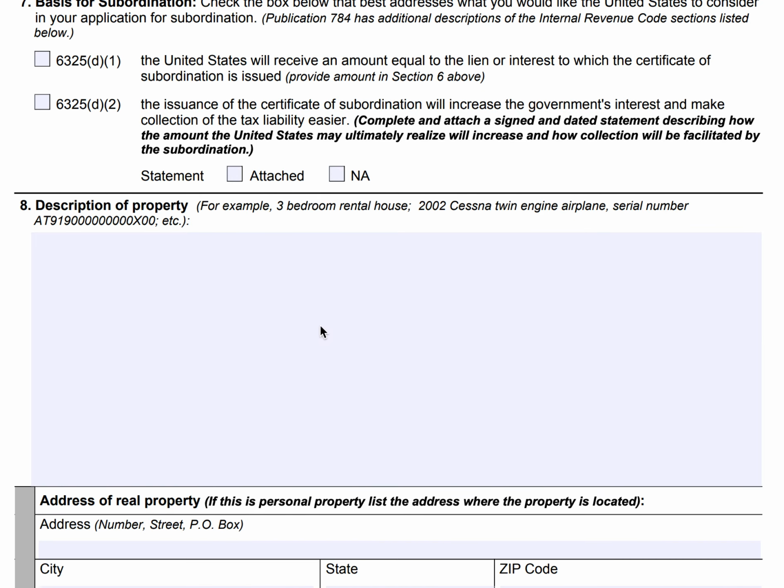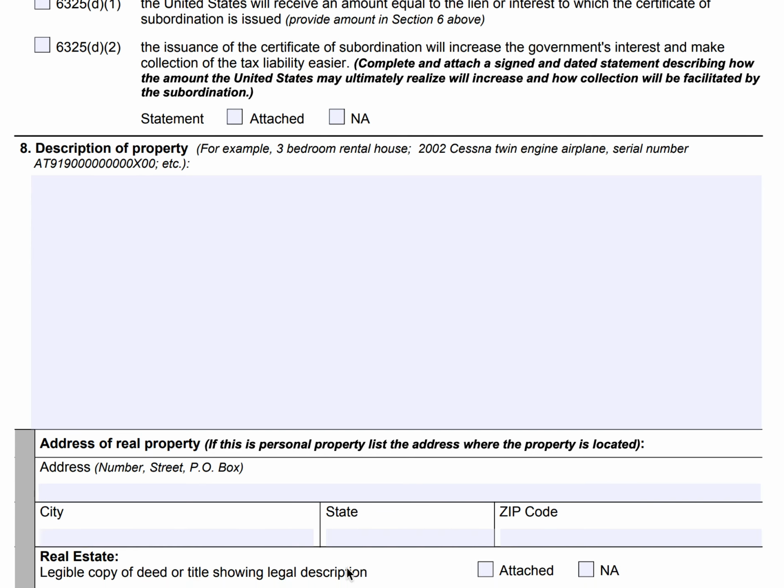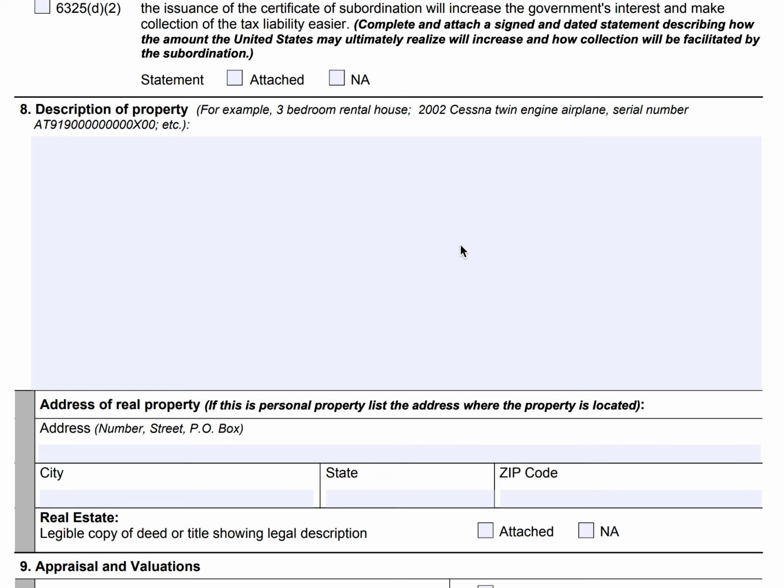In item 8, you're simply attaching a description of the property. So is it a rental house? Is it an airplane? What is the property? So, primary residence, 4-bedroom, 2-bath, in here you would enter the address of this real property. If you're looking to refinance a car, then you would list the address where the car is. But this example was a Cessna twin engine airplane. So obviously you should probably put something that's significant enough to where subordinating this loan actually makes a big difference.